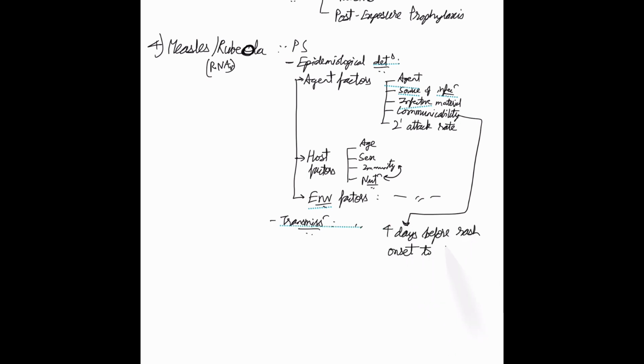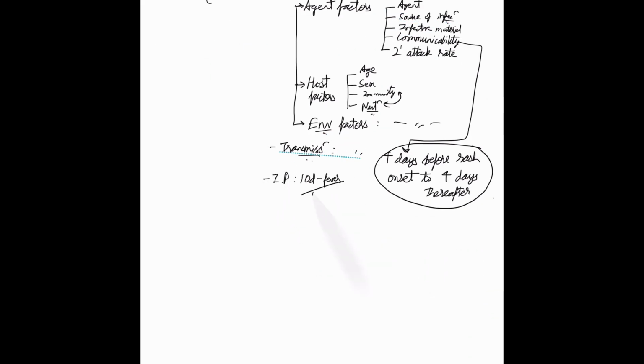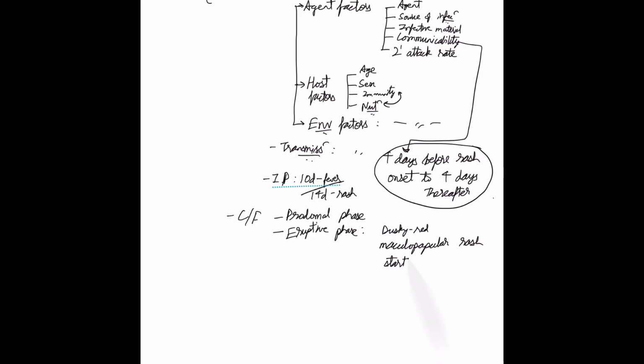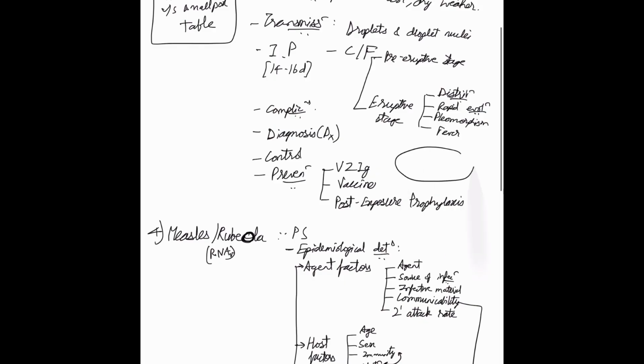Cold, cool weather facilitates the transmission, which is also usually by droplet methods. And communicability, you have to remember 4 days before rash onset to 4 days thereafter. Incubation period is 10 days for fever and 14 days for the onset of rash. And clinical features can be divided into prodromal phase, an eruptive phase, and a post-measles stage. The key word, remember, is vesicular rash for chickenpox.